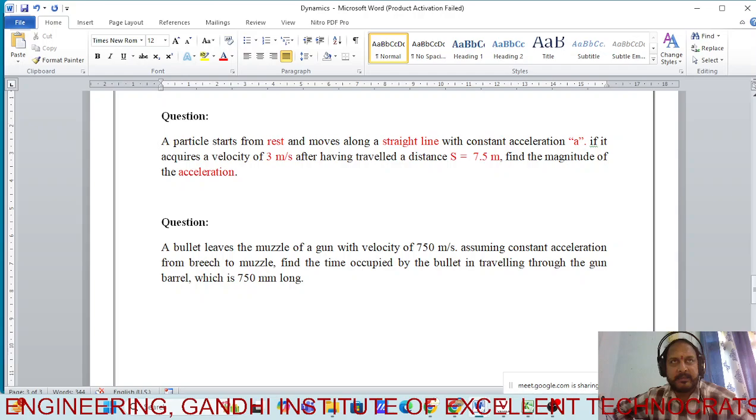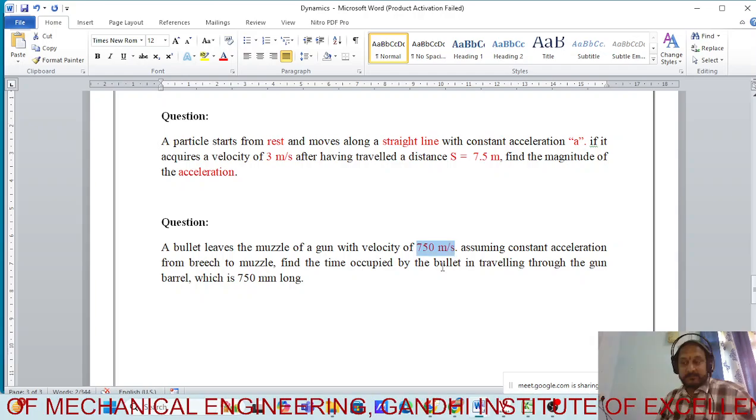750 meter per second. Now let me ask you a question. When it is coming out with 750 meter per second, is it the initial velocity or final velocity? See carefully. That is why statics is much easier than dynamics. You have to understand the question. A bullet leaves the muzzle of a gun.